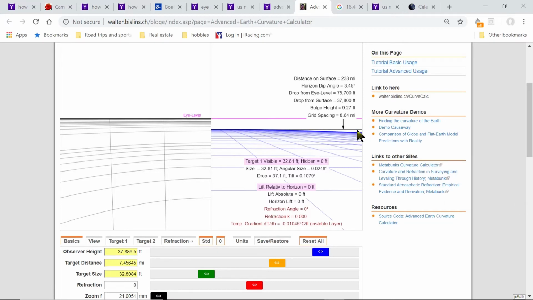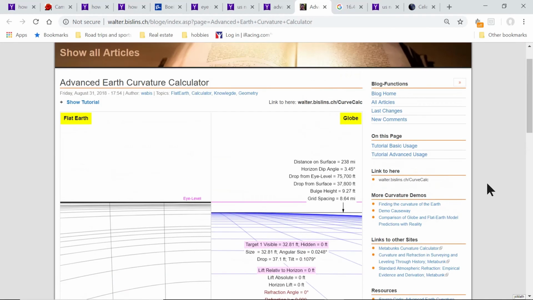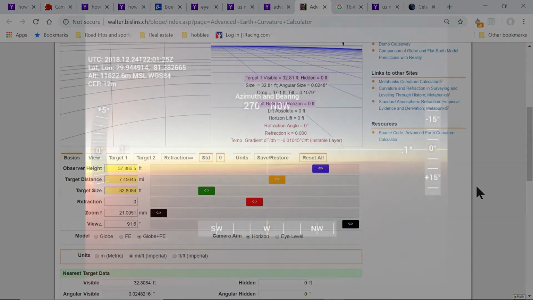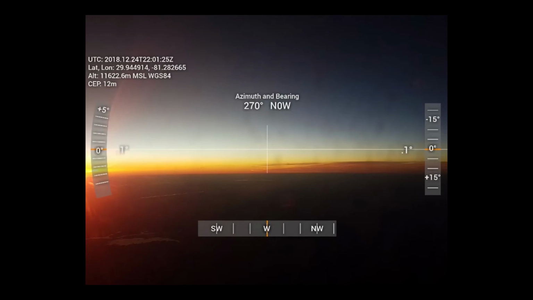Don't look for a curve side to side. As you can see, it's fairly subtle, but the horizon dip angle is quite measurable. In fact, at typical airliner cruising altitudes, it's around 3 to 3.5 degrees. Here's a picture from 38,000 feet, 11.6 kilometers, using an app for Android called Dioptra. If you want to find it for your device, just search Theodolite apps.